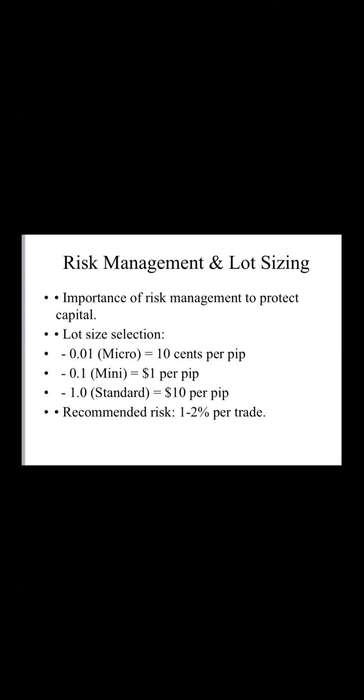Do you understand? Now, you're using one lot, one standard lot. That one standard lot alone, 10 pips of it is $1,000. So it means 1 pip is $10. 1 pip times 100, that's $1,000.